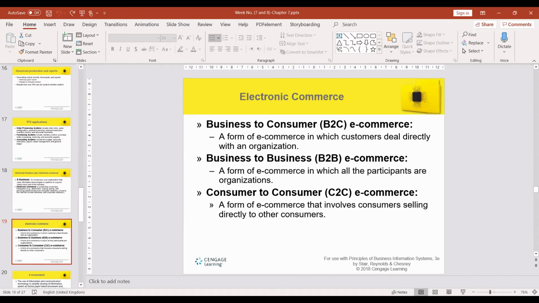So consumer to consumer, what can be the example? Hajj. Yes, where one customer can buy or sell from or to another customer. Even on Amazon, eBay, you can do these things. C2C as well.